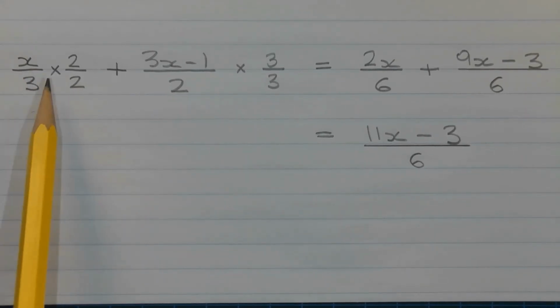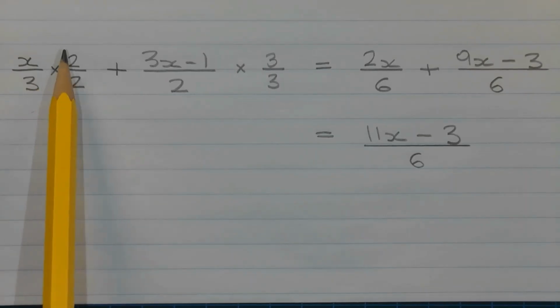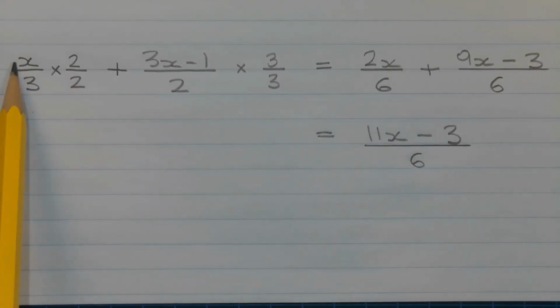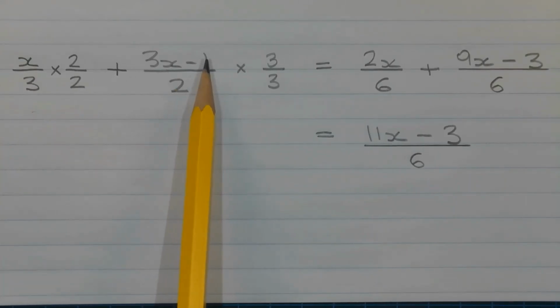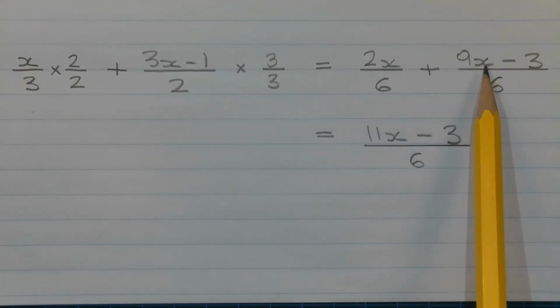So x over 3 times 2 over 2. Repeat the same thing, but with the second fraction. Multiply the numerator and the denominator by the denominator of the first fraction. So (3x minus 1) over 2 times 3 over 3. Now x over 3 times 2 over 2 is 2x over 6, so that's an equivalent fraction to x over 3. And (3x minus 1) over 2 times 3 over 3 is equal to (9x minus 3) over 6.